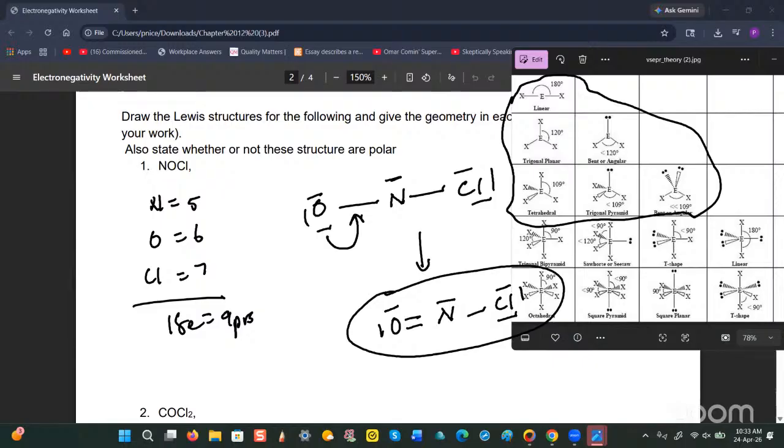Somebody says linear. That would be incorrect. Can anybody tell me why that's incorrect? Exactly. In the case of the linear structure, there's no lone pair on the central atom. So you have to look for the one that has two bonds, right? And a lone pair on the nitrogen, on the central atom. So which one of these would fit that description?